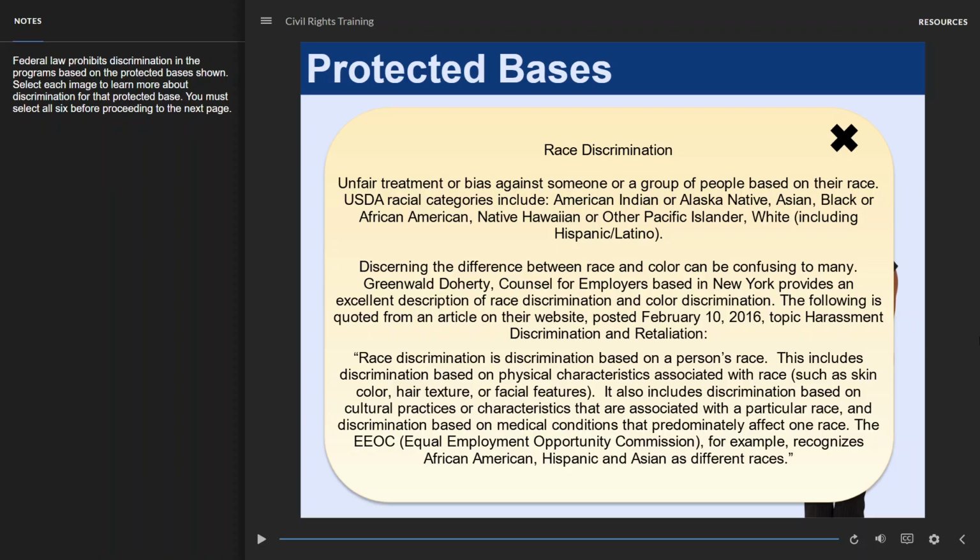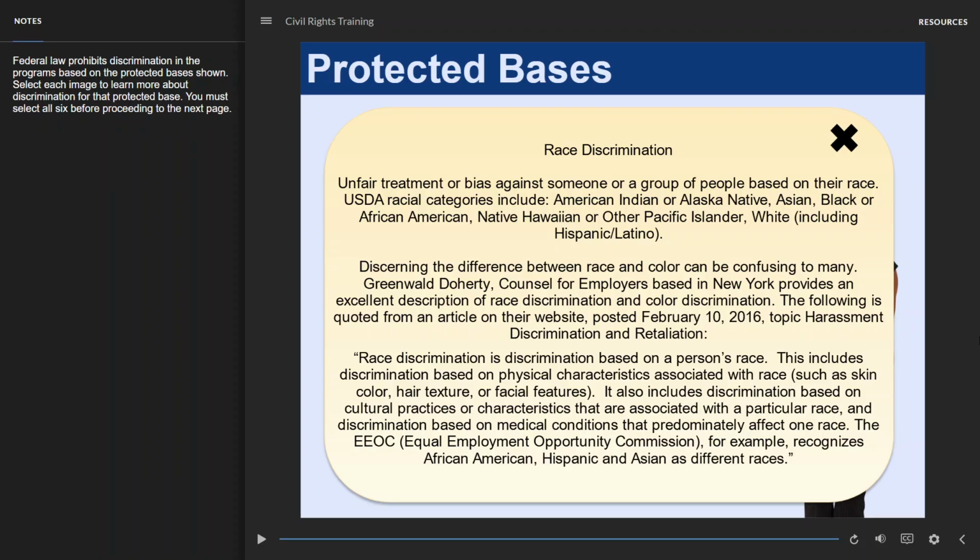Greenwald Doherty, Counsel for Employers based in New York, provides an excellent description of race discrimination and color discrimination. The following is quoted from an article on their website, posted February 10, 2016, topic, Harassment, Discrimination, and Retaliation.